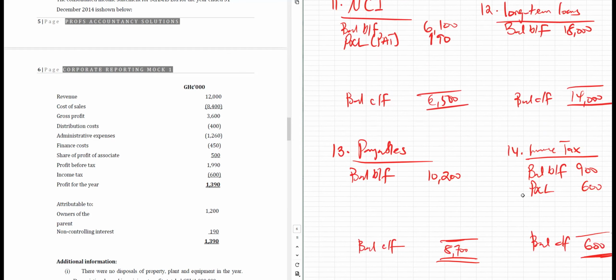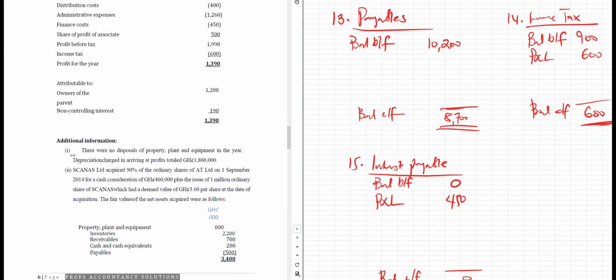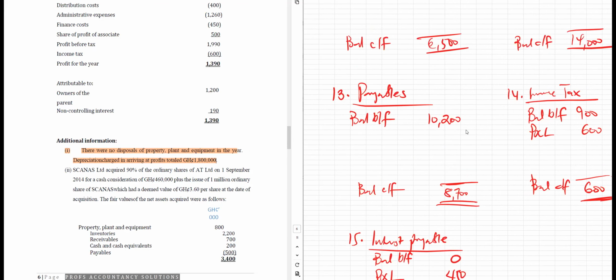Now that you've laid out everything, what do we do? Footnotes. I take footnote 1. There were no disposals of property, plant and equipment in the year. So since there were no disposals, we know that every PPE calculation we are going to do will result in an addition. Then they said the depreciation charge in arriving at profit totaled 1,800.